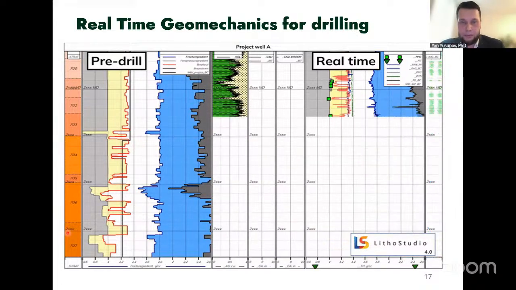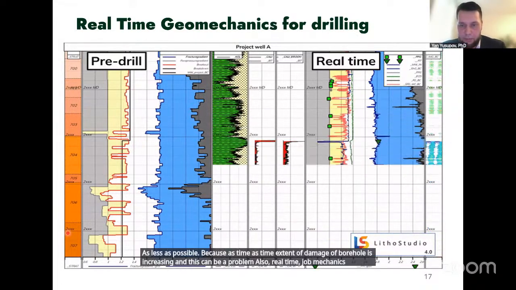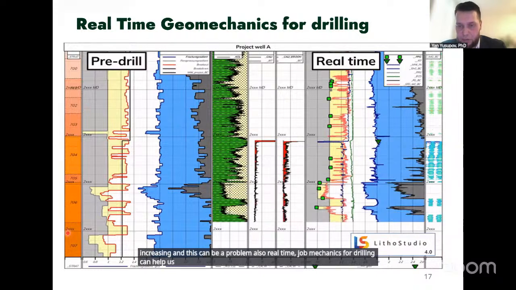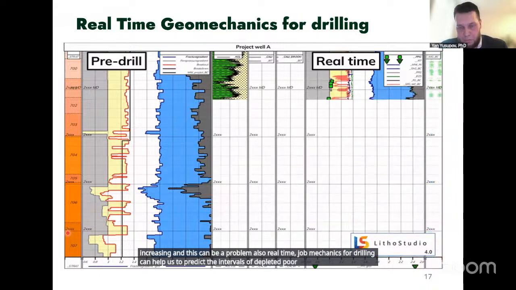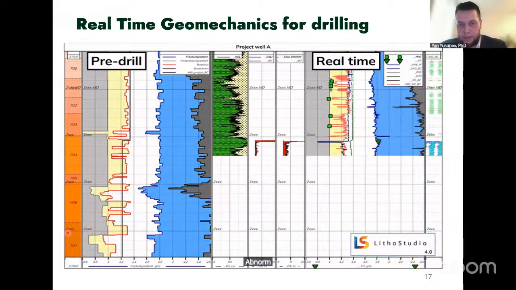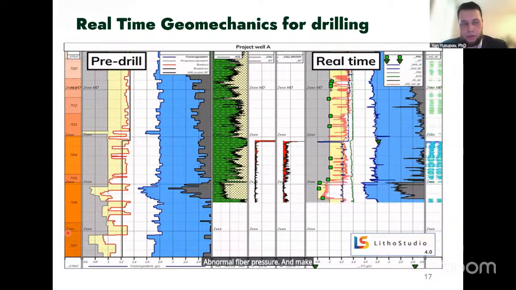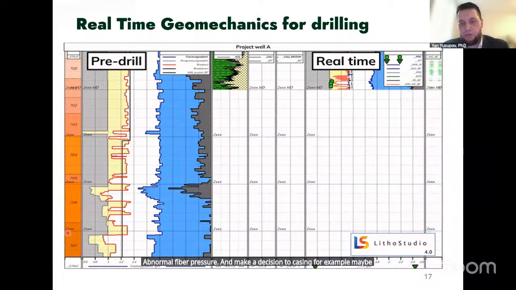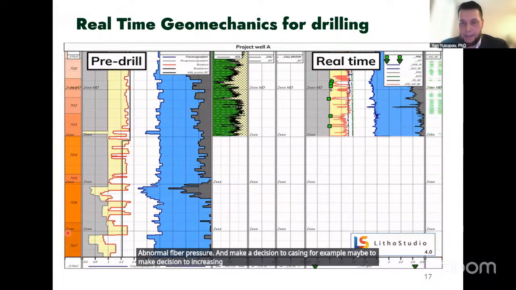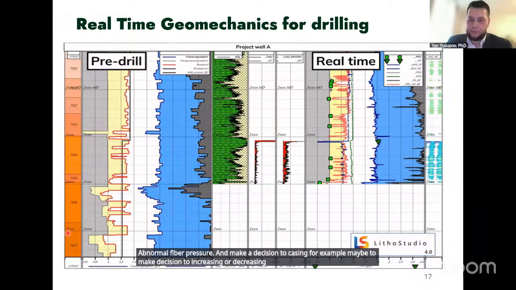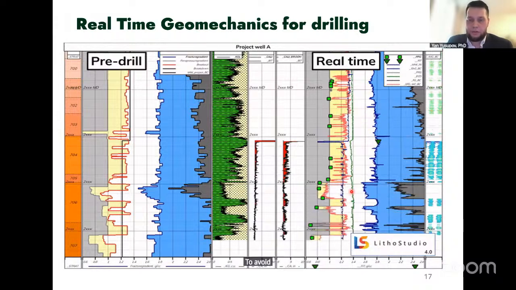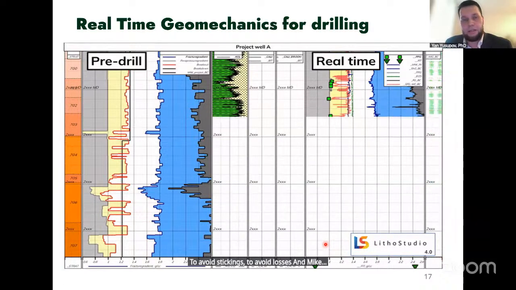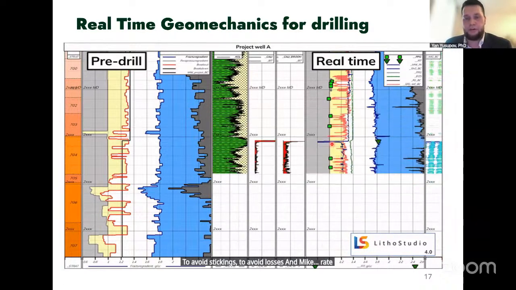Also, real-time geomechanics for drilling can help us to predict the intervals of depleted pore pressure or abnormal high pore pressure, and make a decision about casing, for example, or a decision to increase or decrease mud weight to avoid stickings, to avoid losses, and make rate of penetration faster.